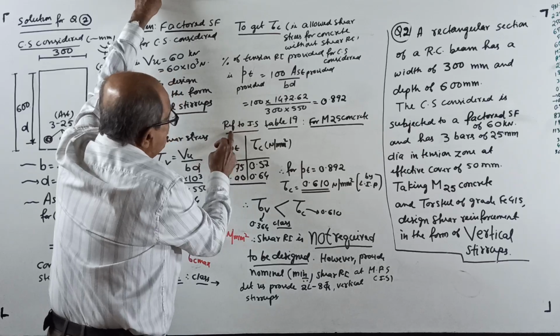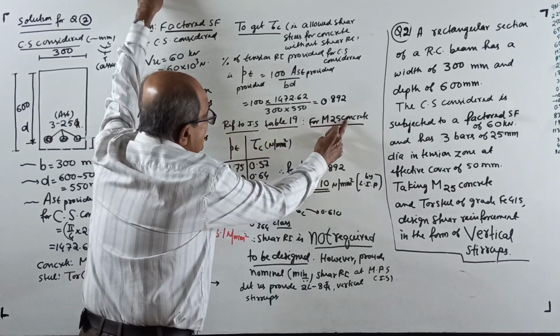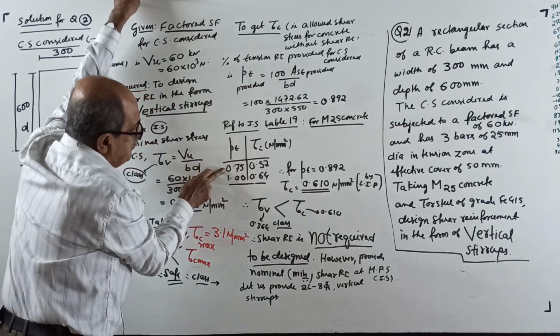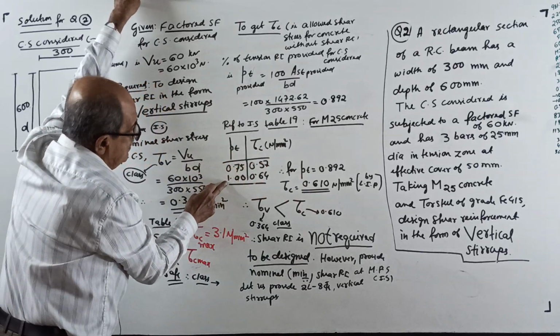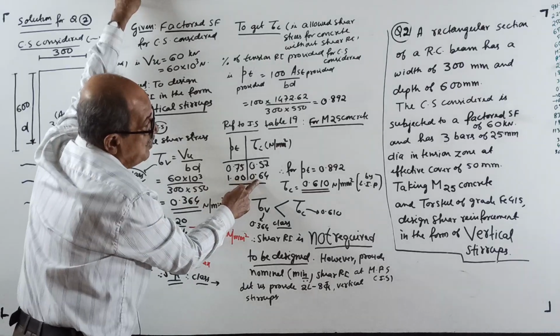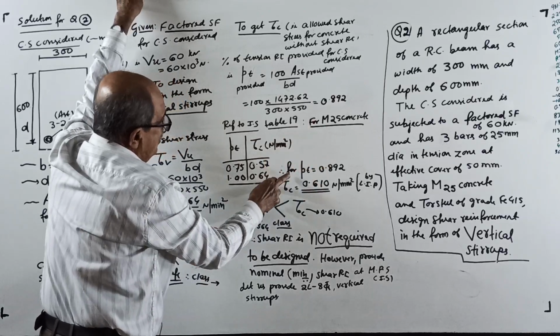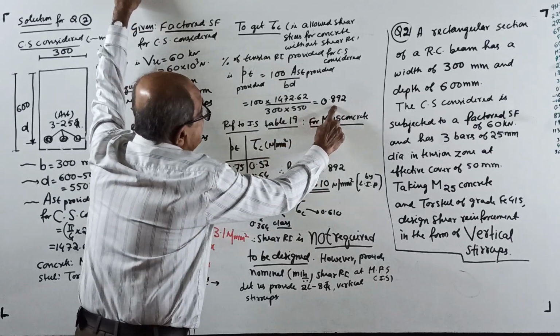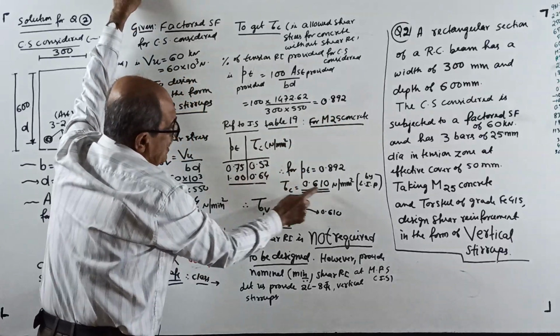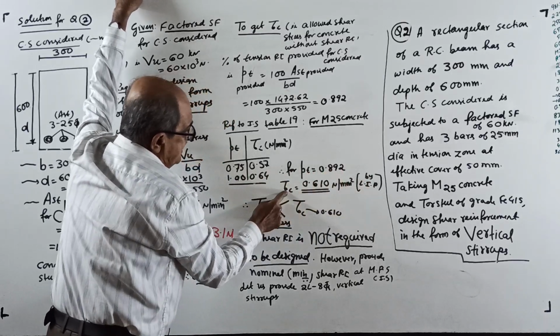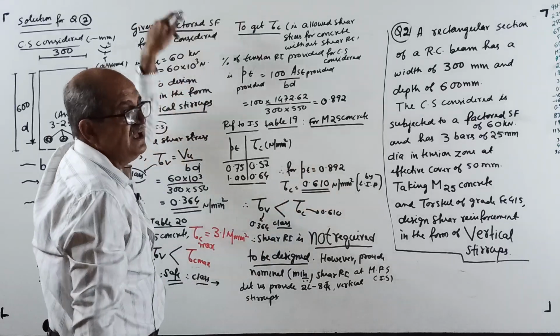Now, refer to IS code Table 19, M25 concrete, pt and tau c. These two values you can see for 0.75, 0.57, for 1.64. No, yes, correct, it is for the next question. Therefore, our pt came 0.892. So, by linear interpolation for 0.892, we get tau c 0.610.